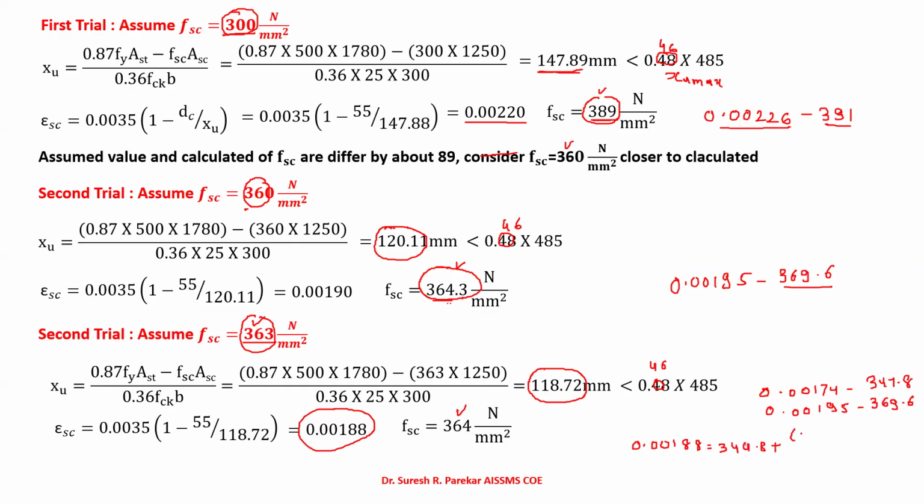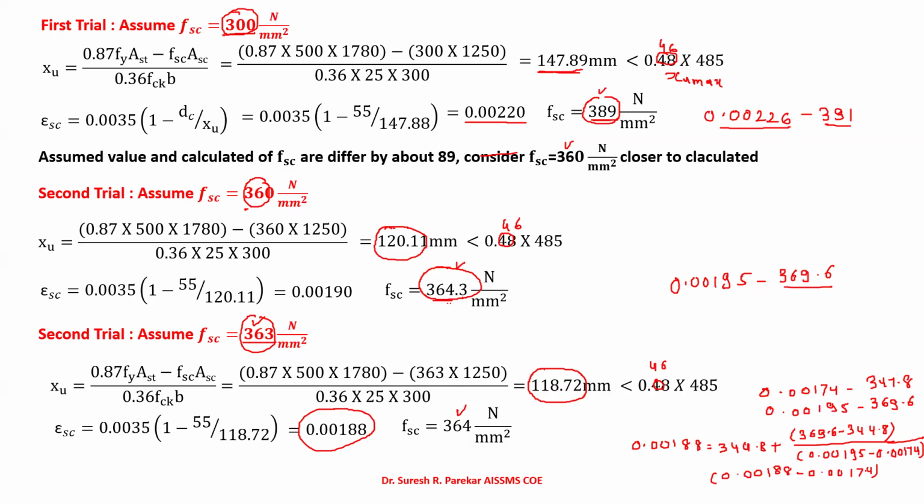344.8 plus 369.6 minus 344.8, divided by 0.00195 minus 0.00174, multiplied by 0.00188 minus 0.00174. And if we calculate this value, that is of FSC, and we have this value, just I will calculate it.